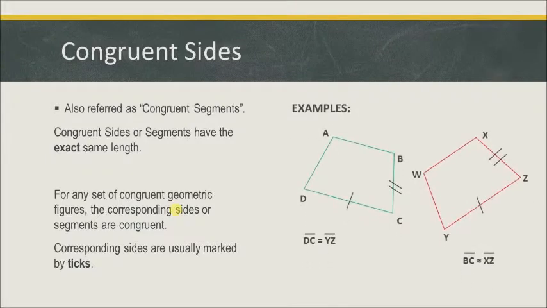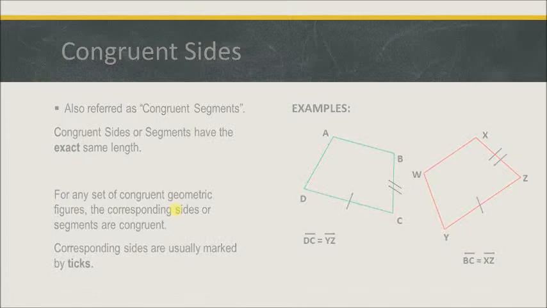So we have two trapezoids here. We have trapezoid ABCD and trapezoid WXZY. As we can see, they are marked by ticks. The number one tick is for side DC, which is congruent or corresponding to side YZ, and segment BC is corresponding to side XZ, which we therefore conclude that they are congruent.